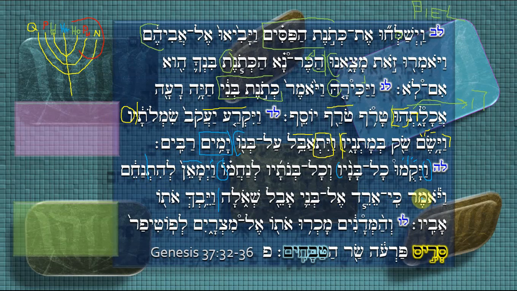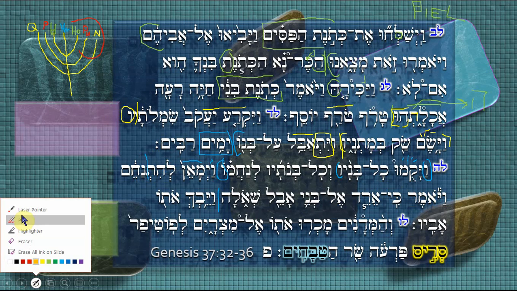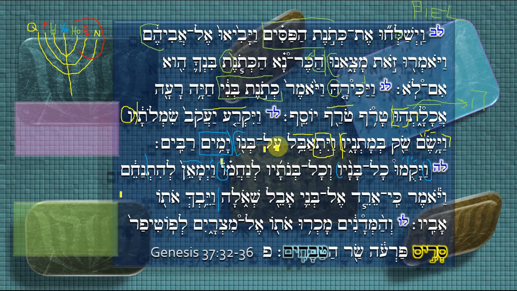Vayomer, and he said, Ki ered. So this ki is hard to translate if you're not familiar with the emphatic ki, and that's what this is. This is a ki emphaticum. It doesn't really make sense to translate it as 'that' or 'because.' It's more like an exclamation point in the sentence there.